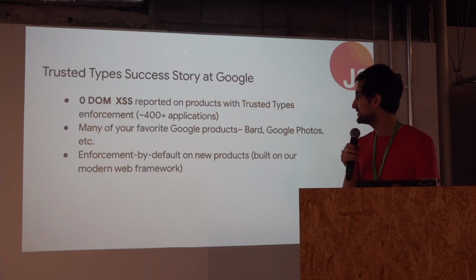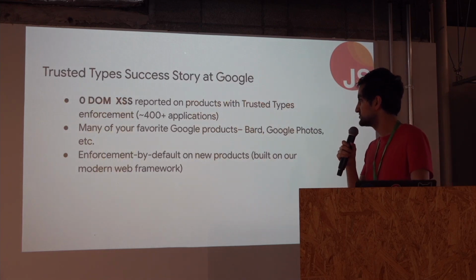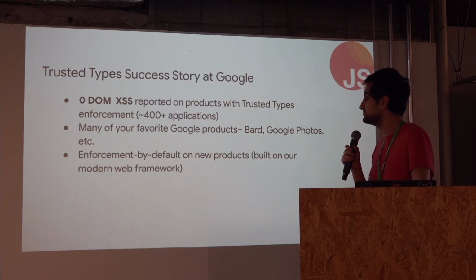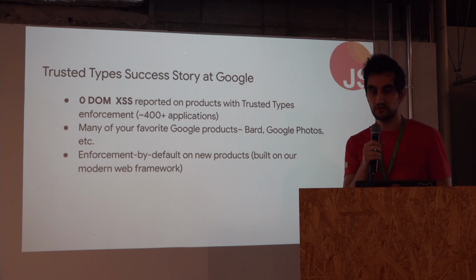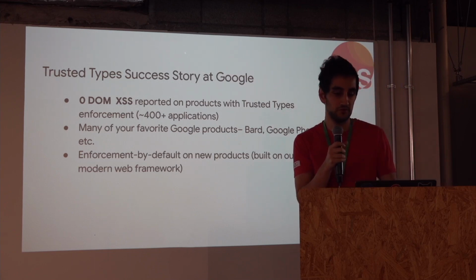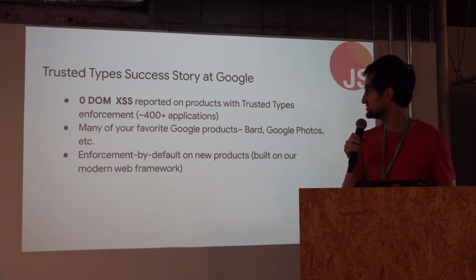What we've had so far is more than 400 applications enforcing it. Some of them that you might know, like Google Photos or BART, are also using trusted types. And we also made sure that for any new application, it is enforced by default. So we don't really have to worry about it through specific frameworks that we're using.